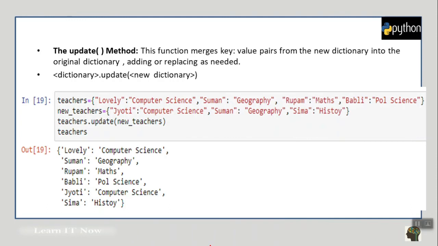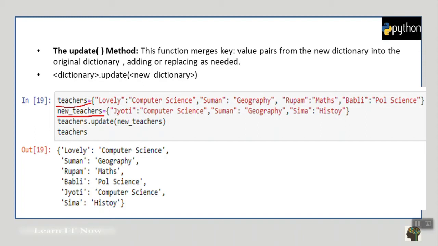Let's see the update method. The update method merges two dictionaries. Like if we have a dictionary called teachers and another dictionary new teachers, and if I want the content of new teachers to be added at the end of the content of teachers, I need to write teachers dot update new teachers.